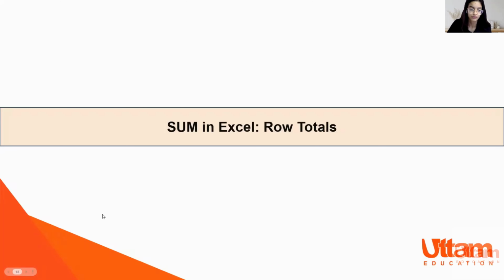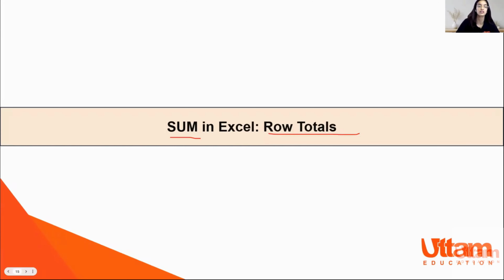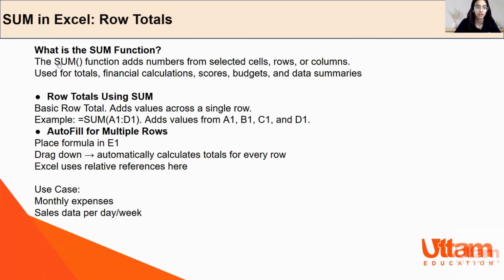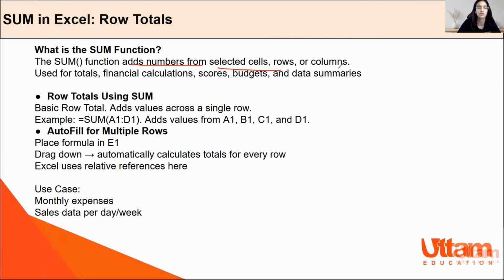Okay. So first of all, what exactly is the sum function? As the name suggests, sum is basically considering the total of some values. So you are basically adding some values inside Excel. The sum function helps you add the numbers. You can select the cells, rows, columns, and get the final value out of it.